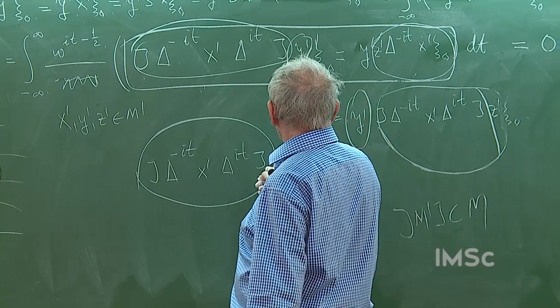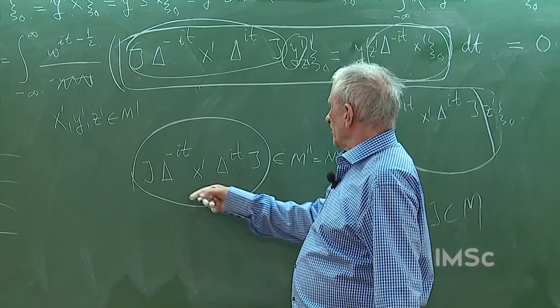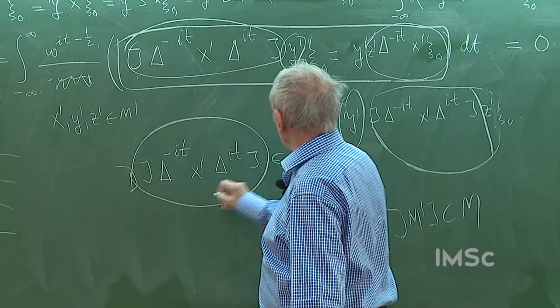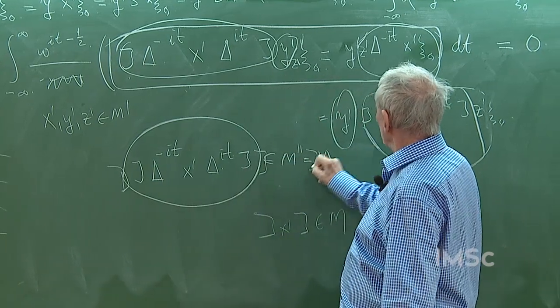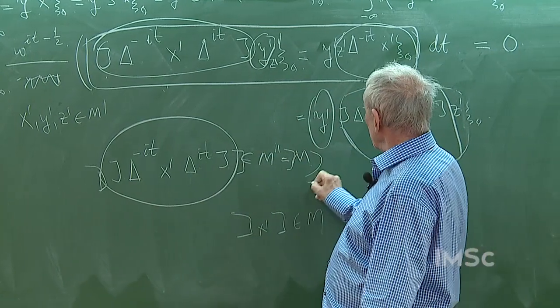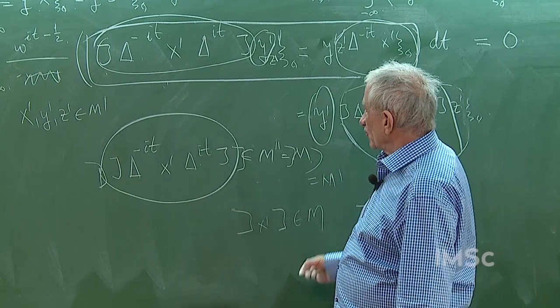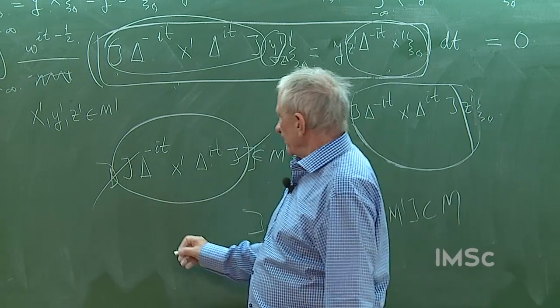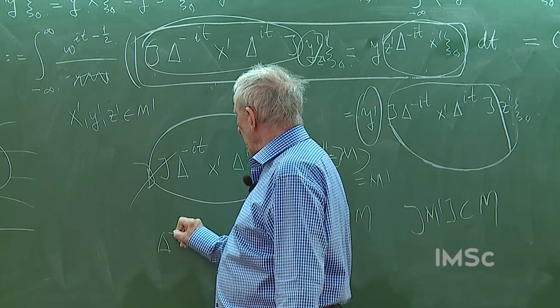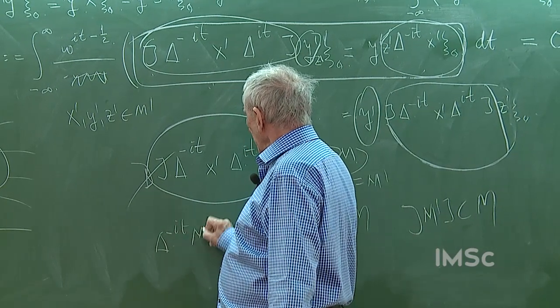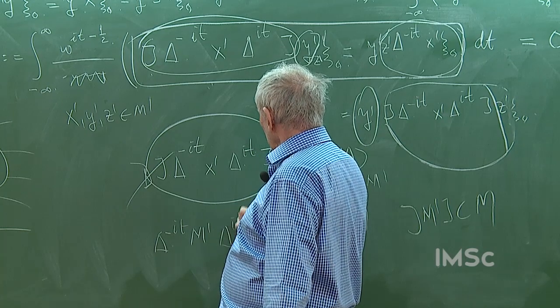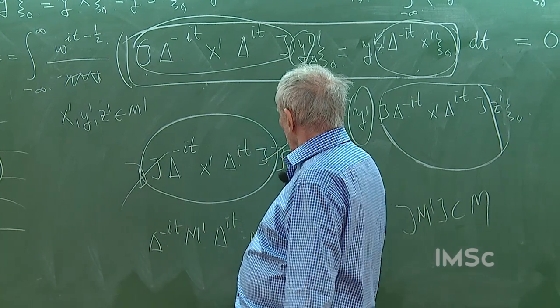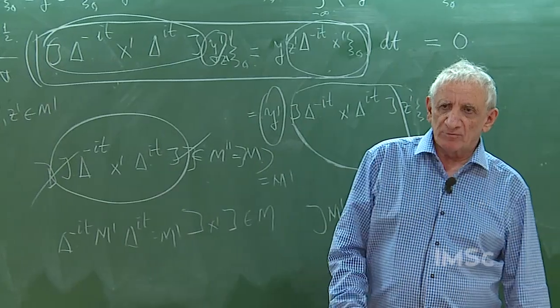It's clear. Put here a J and a J again and get a J in here. You get here M prime. And so you see that J with J and J with J cancel, and this shows that delta power minus it, M prime, delta power it is equal to M prime. And then you go to M also.